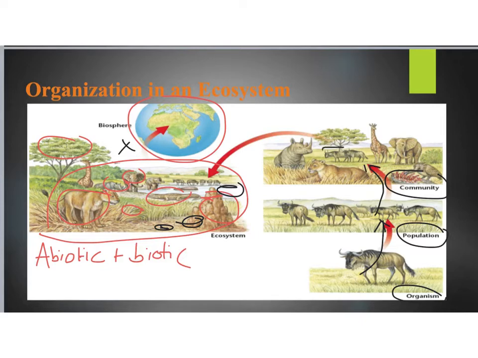Notice how now we've got the wildebeests, plus you've got a rhino, a lion, a giraffe, an elephant, and the vulture. Different populations of animals make up a community, and then you combine those with the abiotic factors. Now we've got an ecosystem. All the ecosystems in the world make up the biosphere.